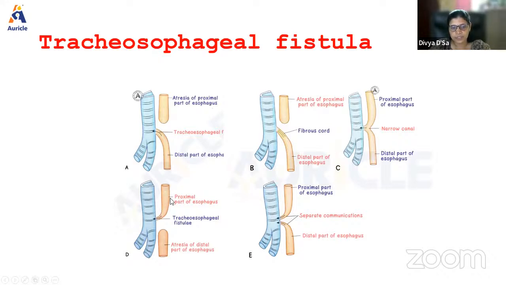In the other condition, the proximal part will connect, whereas the distal part will remain atretic. And the fifth type is where we see both separate communications, the upper part and the lower part. So these are the different types of tracheoesophageal fistula.